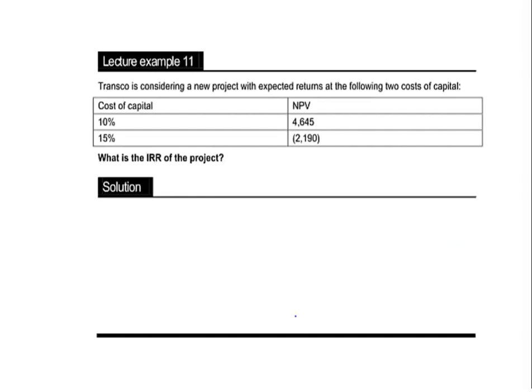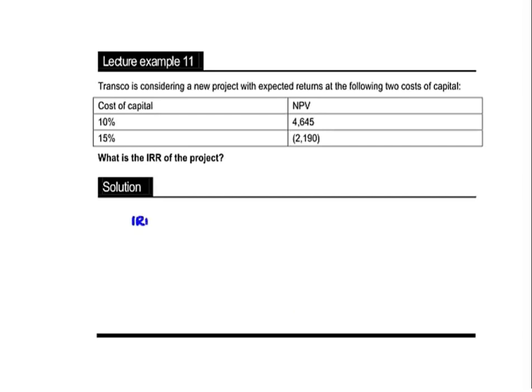So in the exam then, we could be given the net present value at several costs of capital and have to calculate the IRR. So the NPV of Transco's project is positive at 10%. So that means that the IRR has got to be greater than 10%, but it's negative at 15%. So that means that it's got to be less than 15%. And we'd expect the answer to be closer to 15 than 10. So remember, we have an expectation beforehand, and that might help us to eliminate some of the incorrect answers.